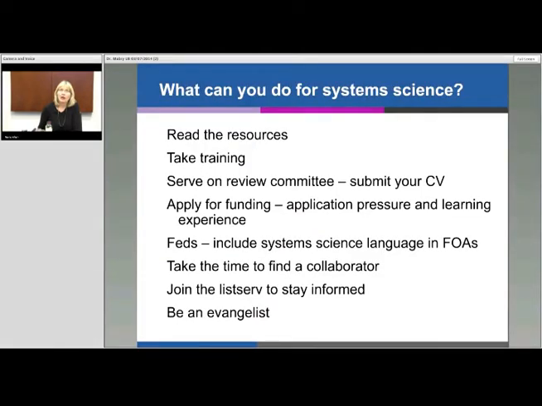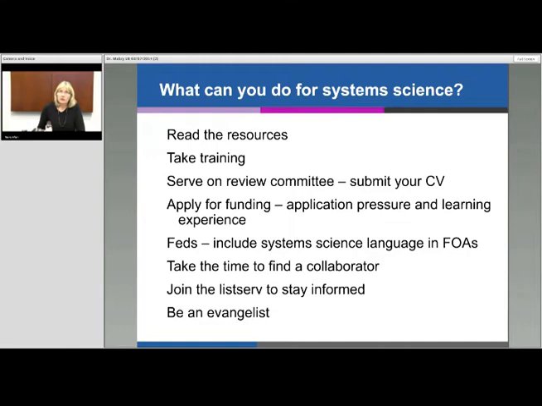Okay, in conclusion, I'm just going to say, read the resources that are in these slides, take any kind of training that you can, serve on review committees, submit your CV to the SRO. Apply for funding. If you apply, NIH will know you're interested in system science. People who say, well, I'm not going to apply because I don't think NIH will fund it, then we don't even know you're out there. So you have to come to us.